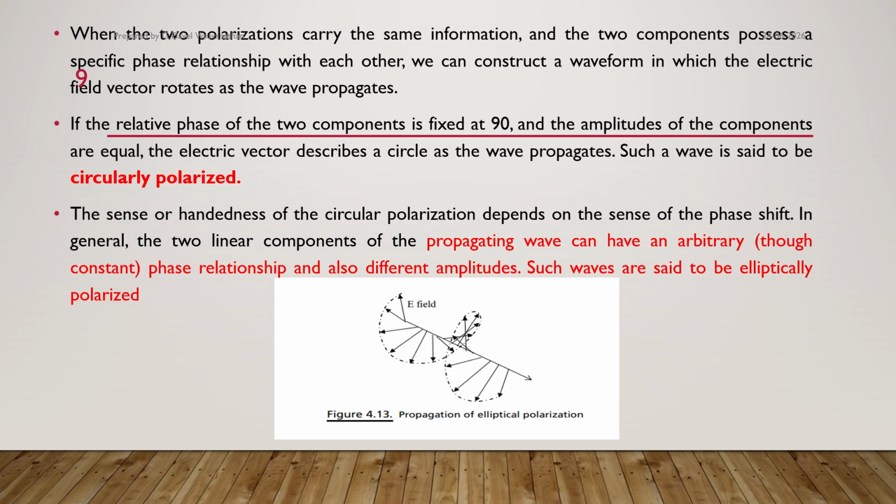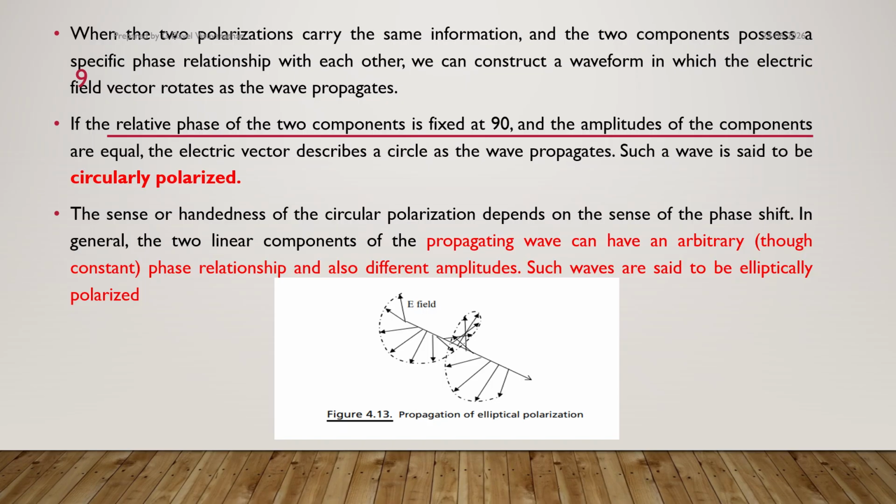If the relative phase of the two components is fixed at 90 degrees and the amplitudes of the components are equal, then the electric vector describes a circle as the wave propagates. If it is 90 degrees and the amplitudes are equal, then it is circular. That is named circularly polarized. The sense or handedness of the circular polarization depends on the sense of rotation.